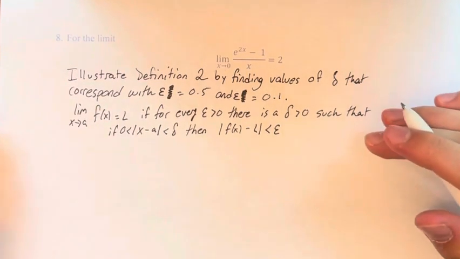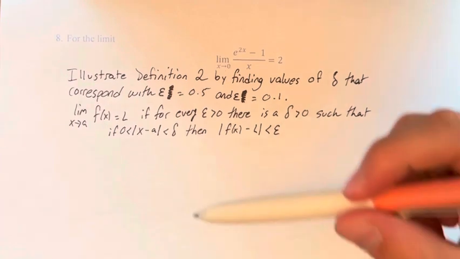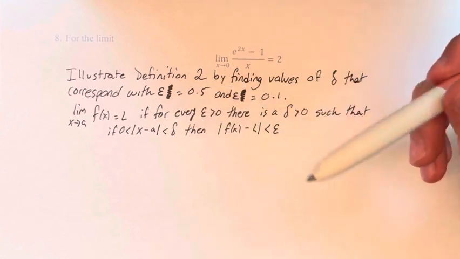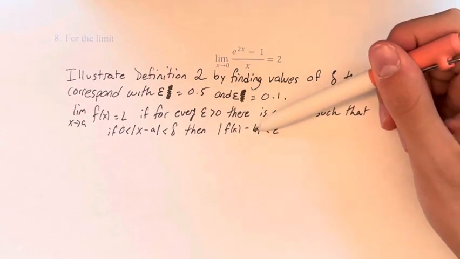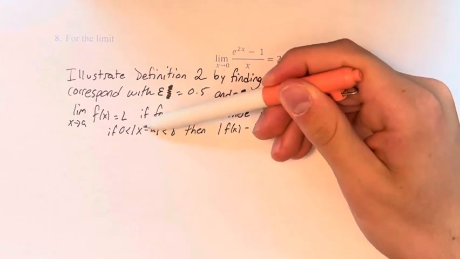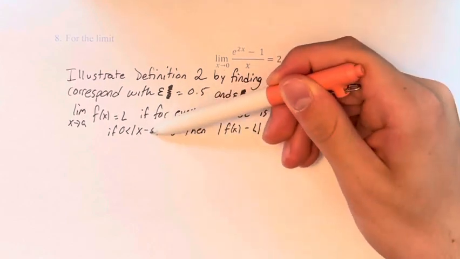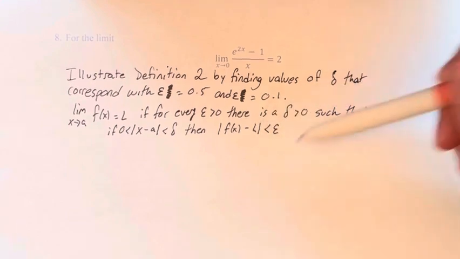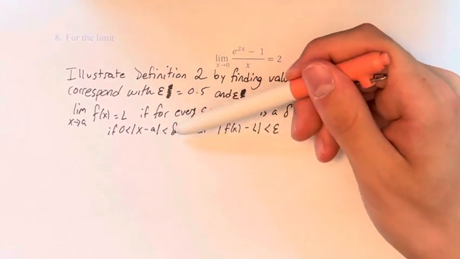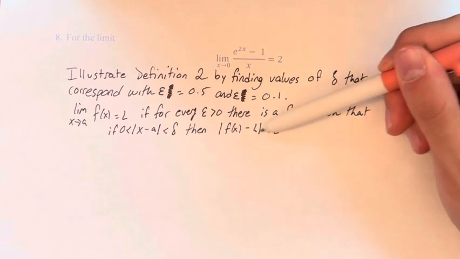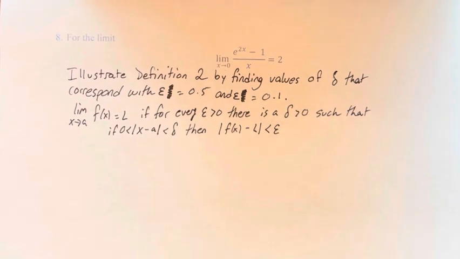So what does this mean? This is basically saying that for values that are close to a for x, there need to be values that are close to L at a certain level. So if you're delta away or less from a, you need to be epsilon away or less from L. So how do we actually show that?